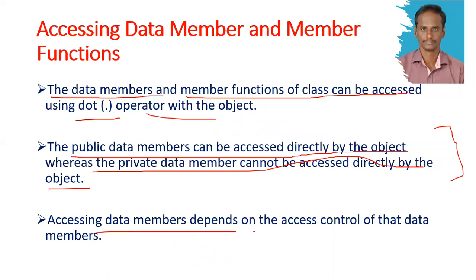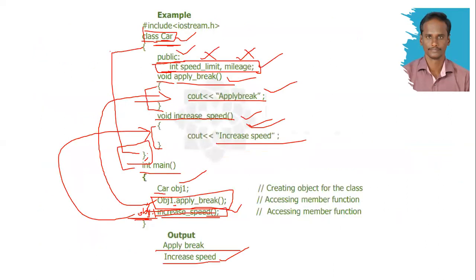And next, accessing data members depends on the access control of those data members. That is, private, public, protected. There are three types of access specifiers. If you declare a data member as private instead of public, we cannot access those data members outside the scope of the class. It will be available only inside the class. That is called private. If you declare it as public, we can access it anywhere in the program. Protected is a little confusing, so I will explain it later.